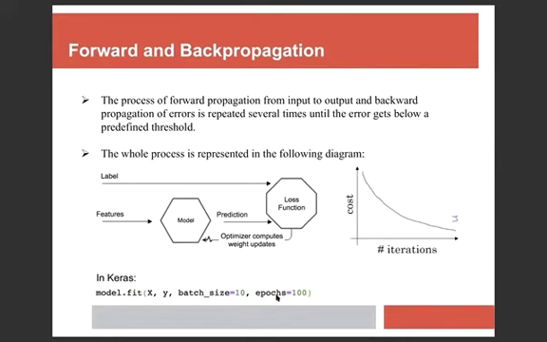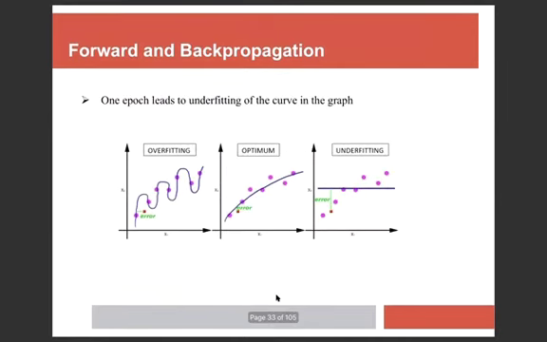One epoch means the whole data set is passed forward and backward through the network once. The reason why we use more than one epoch is that passing the whole data set through a neural network once may not be enough. We may need to pass the full data set multiple times to the same neural network, updating the parameters like weights and biases.